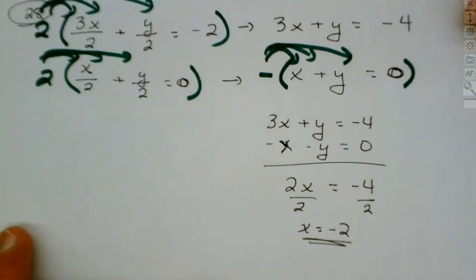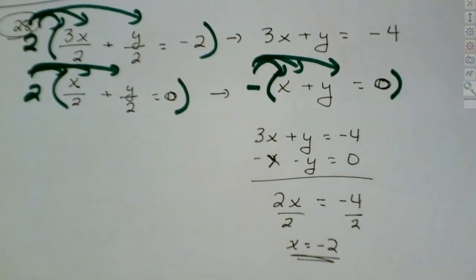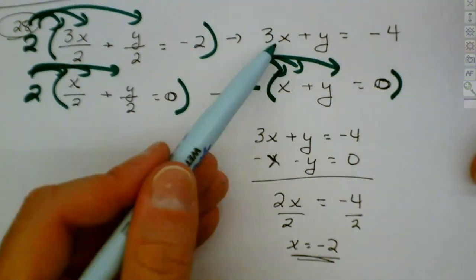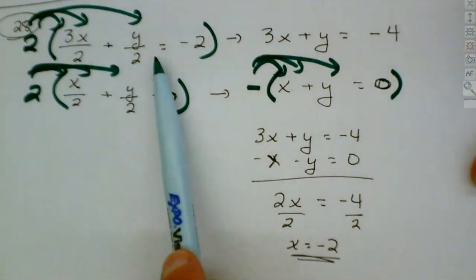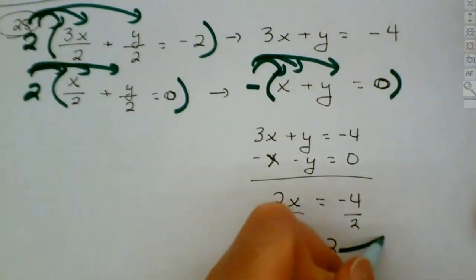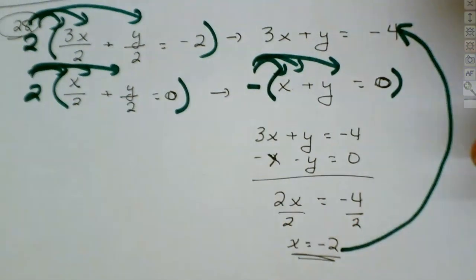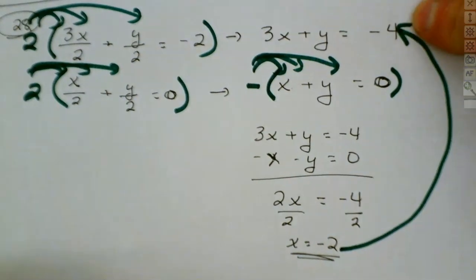How do we find the other part? Well, when you plug it back in, do not plug it into something that has a fraction. You would plug it in over here. Do not plug it in here. Why plug in a number in a fraction? So just plug it into something that doesn't have a fraction. So let's plug it in here. You could have plugged it into this one as well. Doesn't matter. But let's plug that negative 2 in.